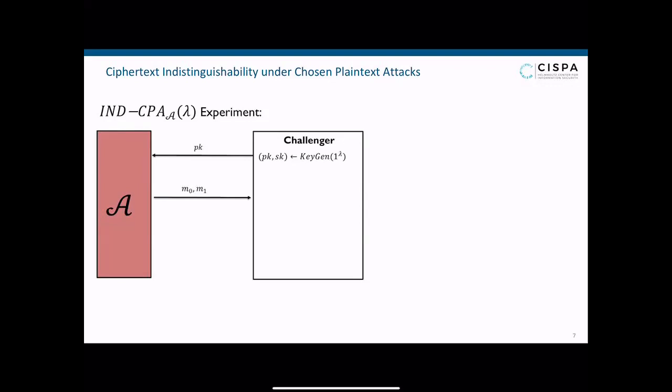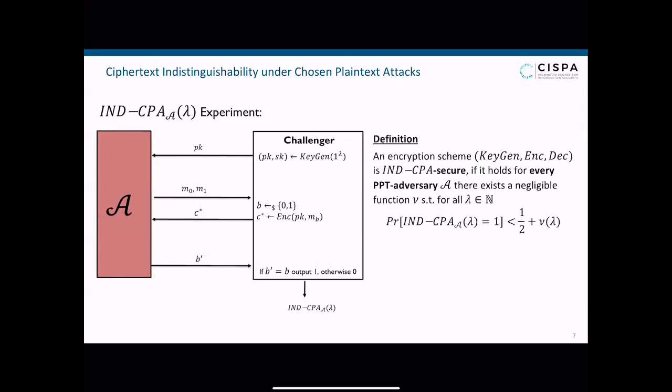Now, at some point, the adversary announces two messages, as always, M0 and M1. The challenger flips a bit, encrypts one of them, MB, gives the ciphertext to the adversary, and as usual, the adversary has to guess the bit B. If he guesses correctly, he wins, otherwise he loses, and we call the output of this experiment INDCPA of A. So really, INDCPA security is slightly simpler in the case of public key encryption than for secret key encryption, because we can just do away with this encryption oracle, not needed here.